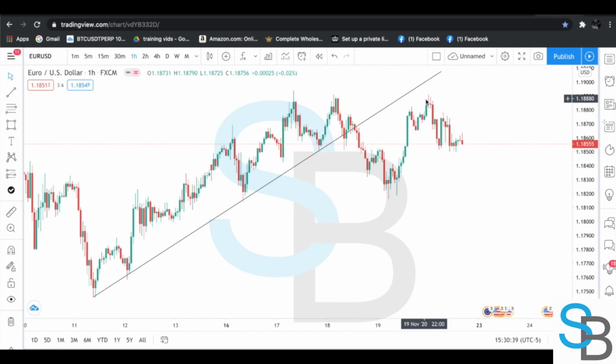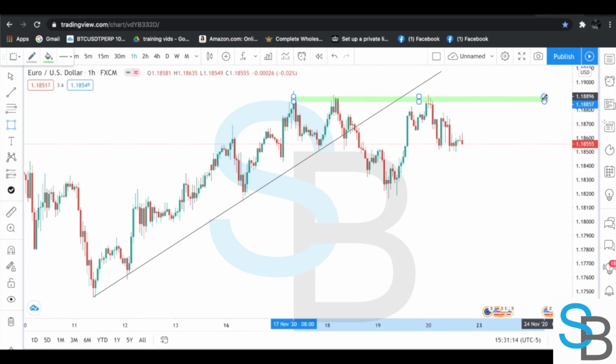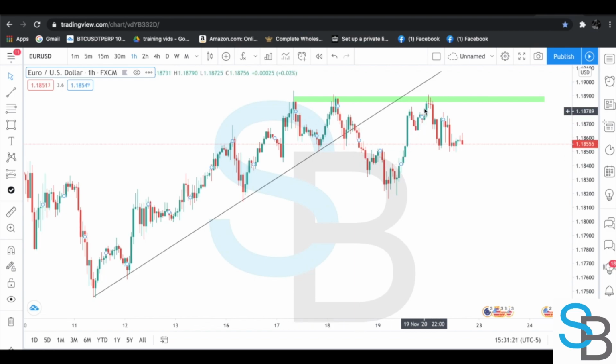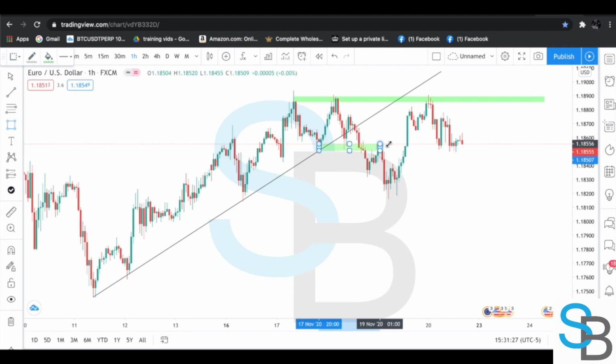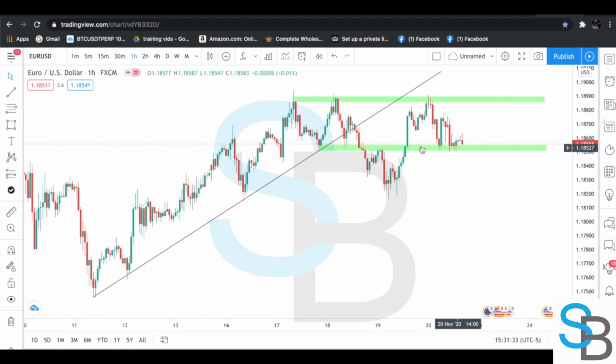Let's mark the resistance level. Let's take the rectangle box. This was the resistance level. The price came and tested the resistance level, and this was our support level, this one. We got multiple taps of support from this one. See how perfectly the price is holding this support level. Now the price is consolidating between the support and resistance level. We got another support level over here.